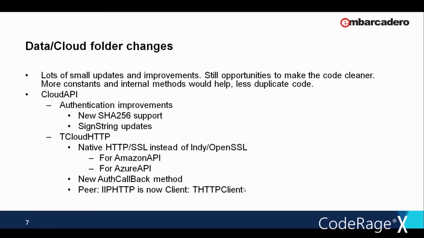Cloud HTTP. The HTTP changes in the runtime library are very broad because the native HTTP and SSL support is now used instead of Indy and OpenSSL. So that also applies to the descendant consumers, like what's found in the Amazon API and the Azure API. There's also a new auth callback method for Cloud HTTP, and what used to be IP HTTP, the peer property, is now called client, THTTP client.